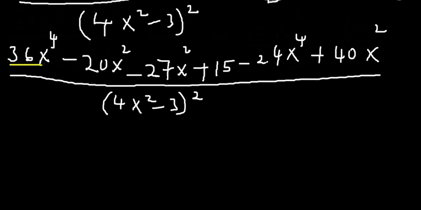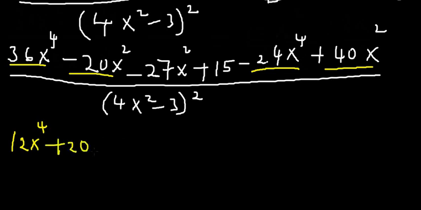So putting like terms together, we're going to have 36x to power 4, and we also have negative 24x to power 4. So this will give us 12x to the 4th power, and then we also have negative 20x squared. We also have 40x squared. So this will give us plus 20x squared.